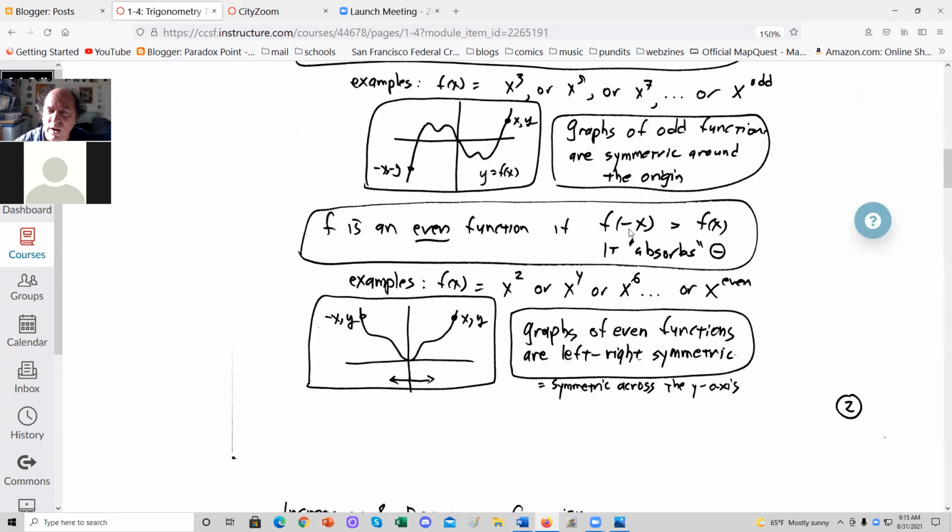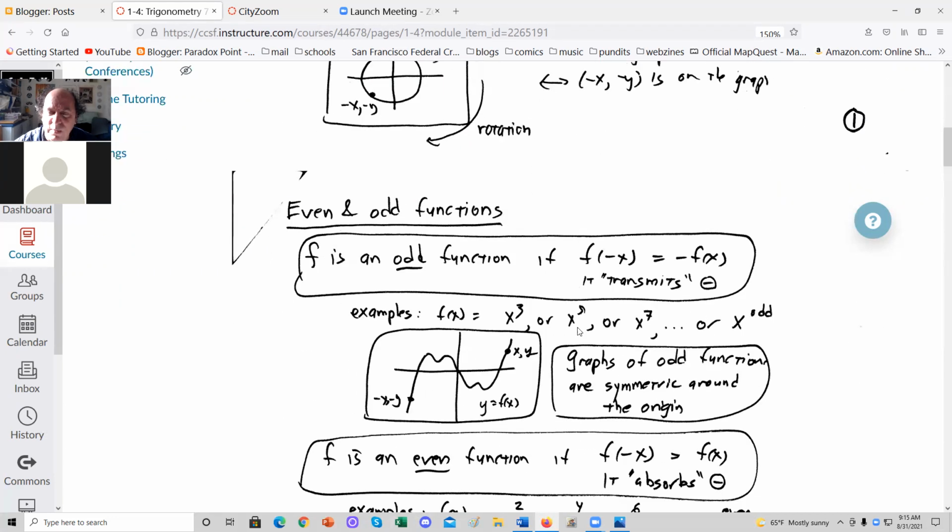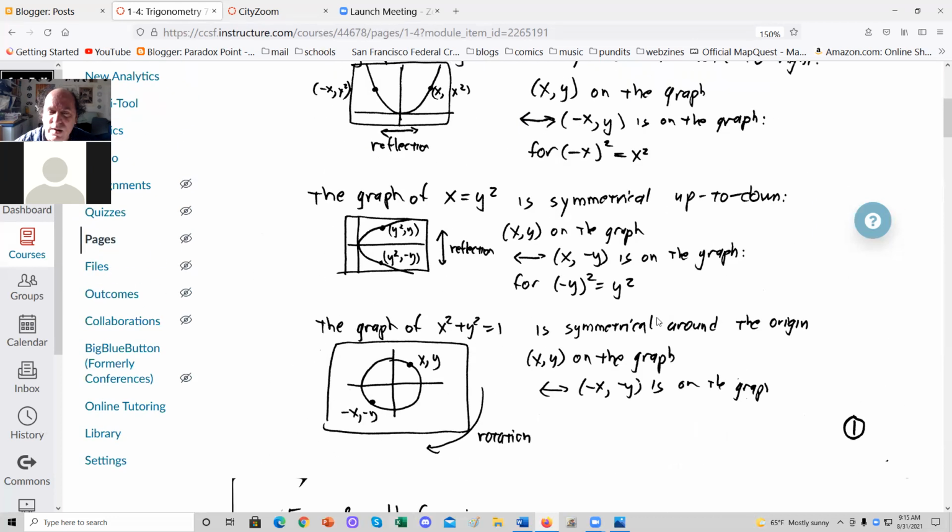An even function is where f of negative x equals f of x. I like to say that it absorbs the negative sign. For example, x squared, or x to the fourth, or x to the sixth, or x to any even power. If (x, y) is on the graph of an even function, then (negative x, y) is also on the graph. So the graph is symmetrical by reflection through the y-axis. Left-right symmetrical. So these algebraic properties, odd or even, are related to these geometric properties: symmetrical around the y-axis, symmetrical around the origin.